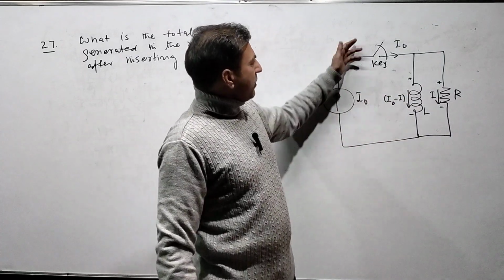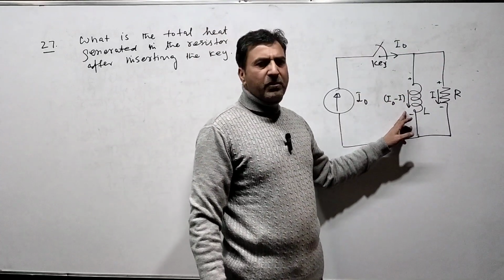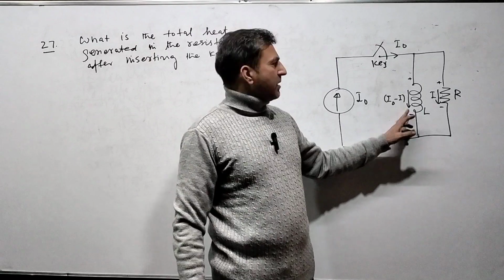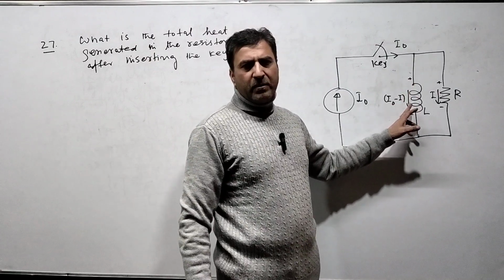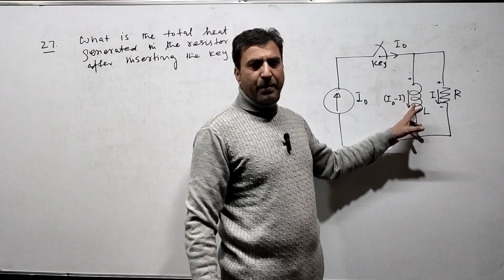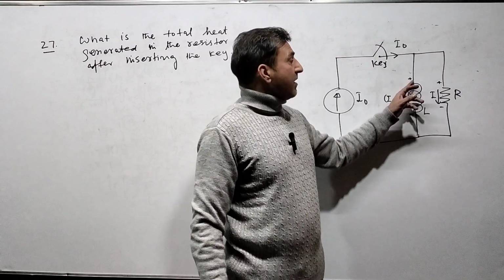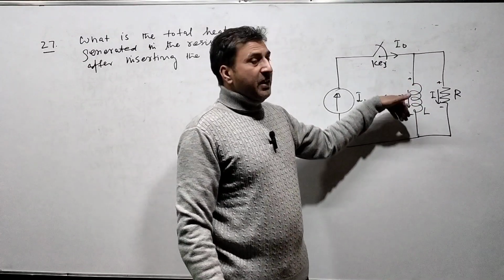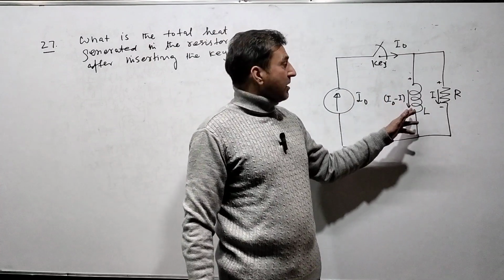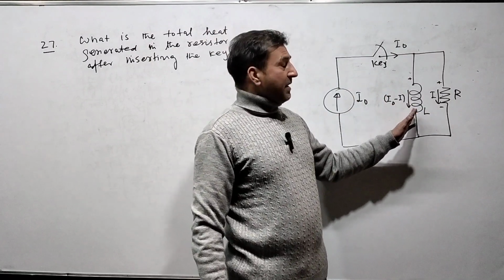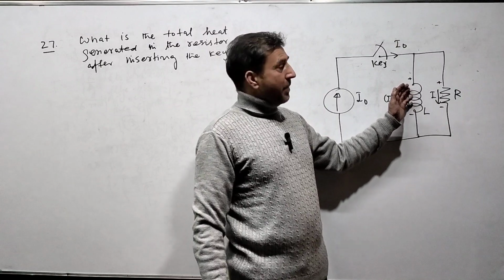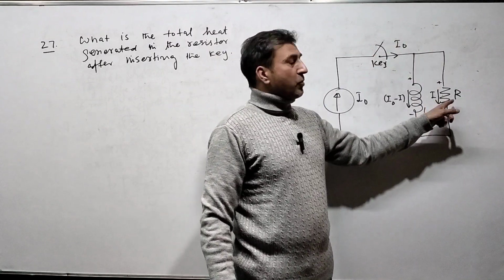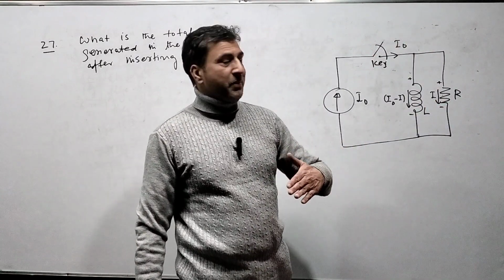First of all, when you insert the key, initially the current through the inductor will be zero. Because there was no flux in the inductor, it will produce induced EMF and oppose the change in flux, and it will not allow current to pass through the inductor initially, because initial current will change the flux, which is opposed by the inductor. It will produce back EMF, and total current will pass through the resistor initially at t equal to 0.